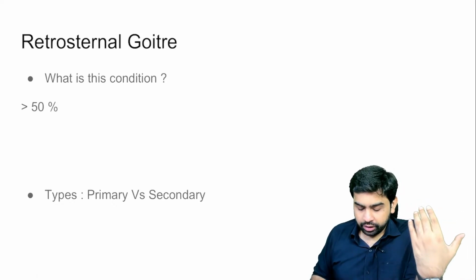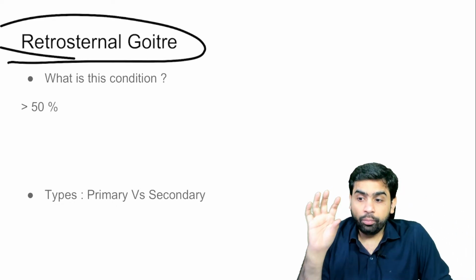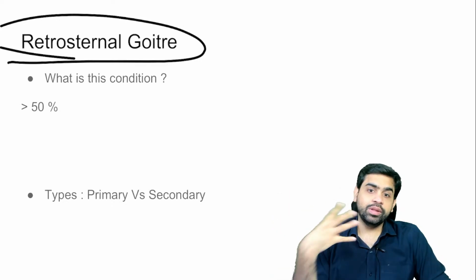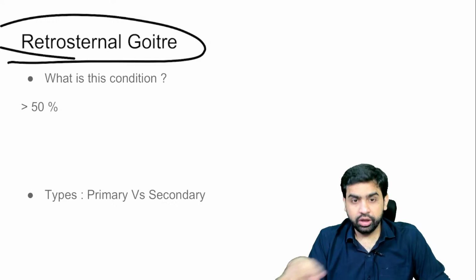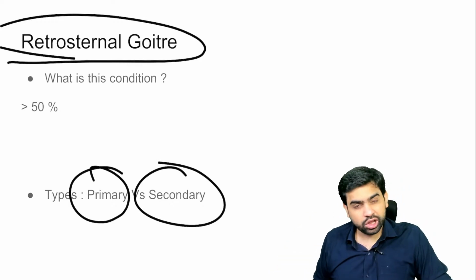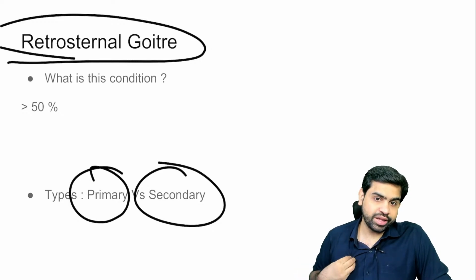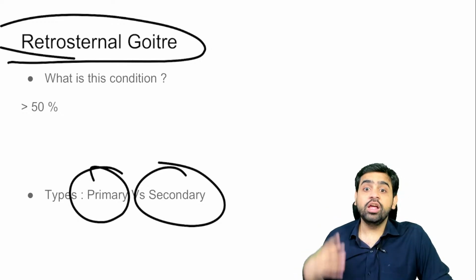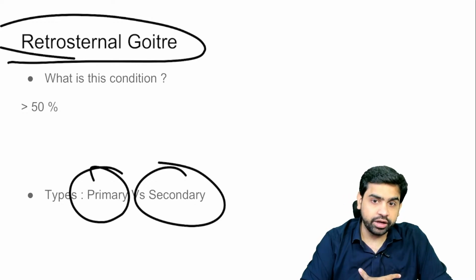Right? Now, lastly, what about the retrosternal goiter? If more than 50% of thyroid tissue is present inside the mediastinum, that is referred to as a retrosternal goiter. Now, the retrosternal goiter can be either primary or secondary. What do you understand by primary? Primary means that it started developing inside the thoracic cavity itself. What about secondary? Secondary means it started developing in the neck and then went to lie inside the thoracic cavity.